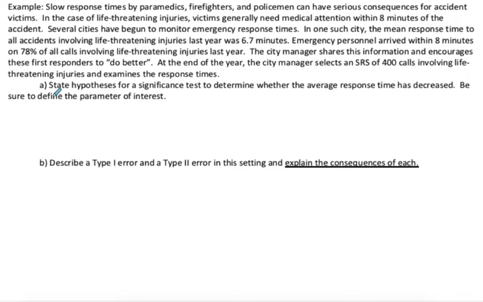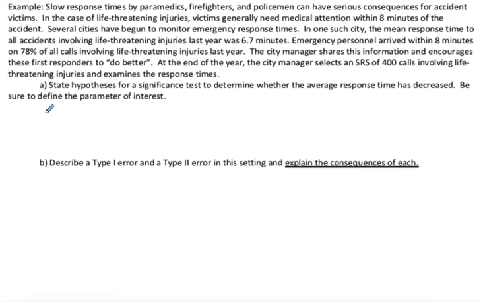In one such city, the mean response time to all accidents involving life-threatening injuries last year was 6.7 minutes. That's looking pretty good. It's less than the 8 minutes that they need the medical attention. Emergency personnel arrived within 8 minutes of 78% of all the calls involving life-threatening injuries last year. The city manager shares this information and encourages these first responders to do better. So at the end of the year, the manager selects an SRS of 400 calls involving life-threatening injuries and examines the response times. State the hypothesis for a significance test to determine whether the average response time has decreased. Be sure to define your parameter of interest.